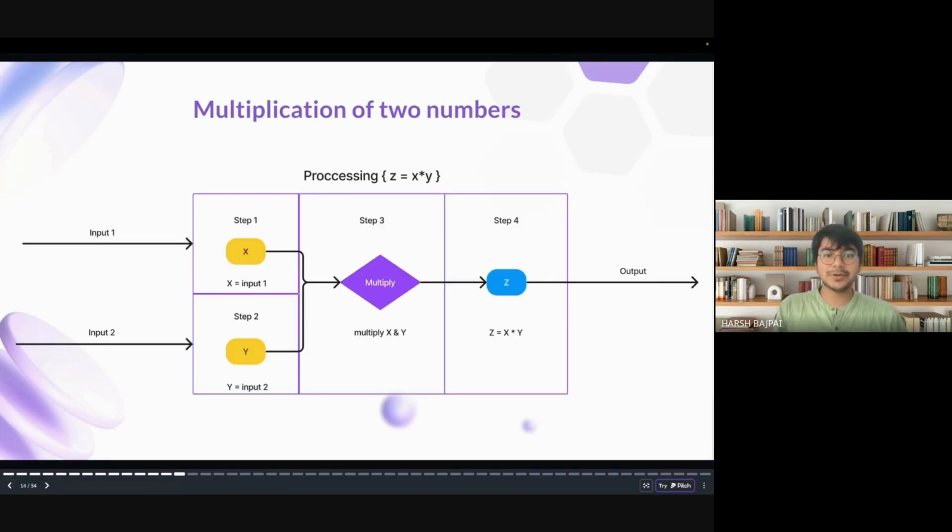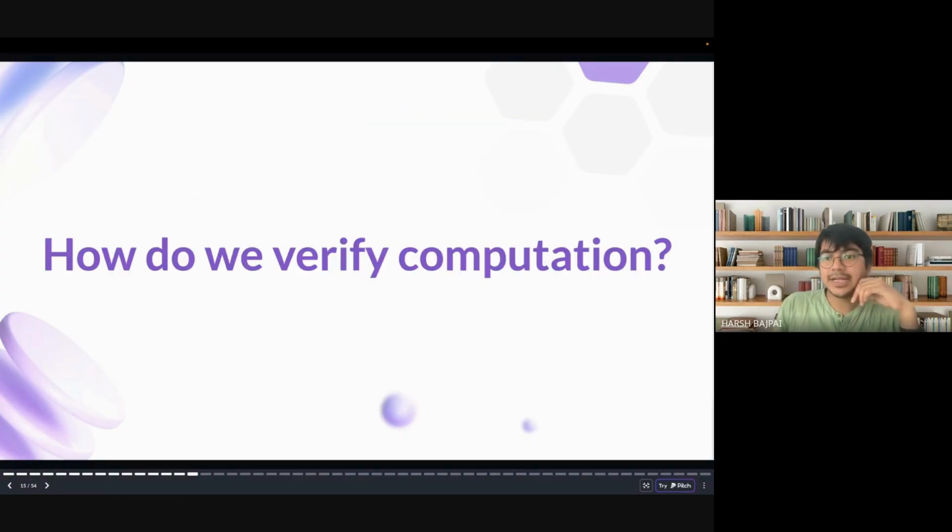One example could be multiplication of two numbers. You have this processing, which is, let's say, z = x * y. x and y are your knowledge, the information that you're using to compute, and z is the result itself. Now, in a traditional sense, how do we verify computation?